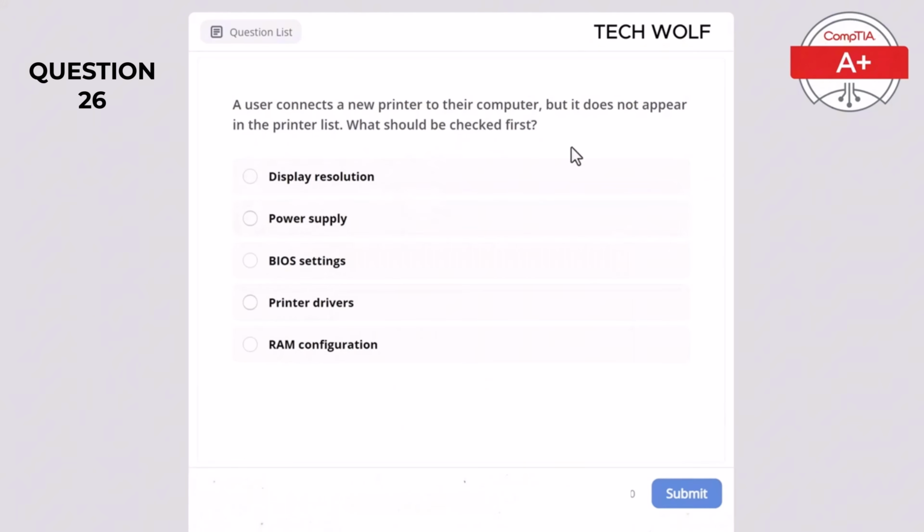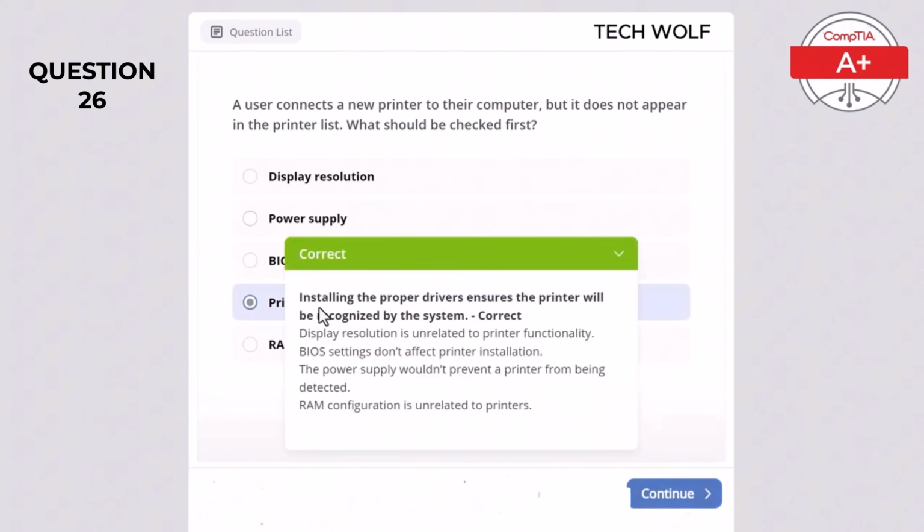What should be checked first? Display resolution, power supply, BIOS settings, printer drivers, or RAM configuration. The correct answer here is printer drivers. Installing the proper drivers ensures the printer will be recognized by the system.